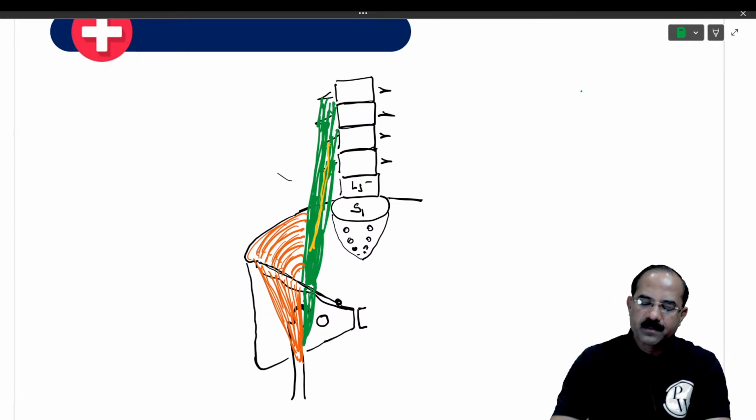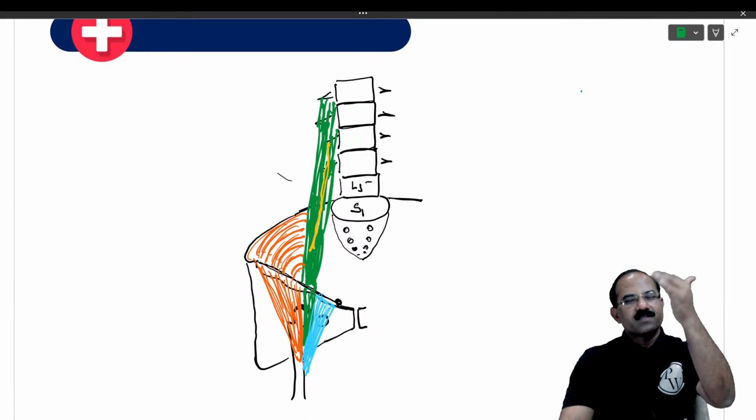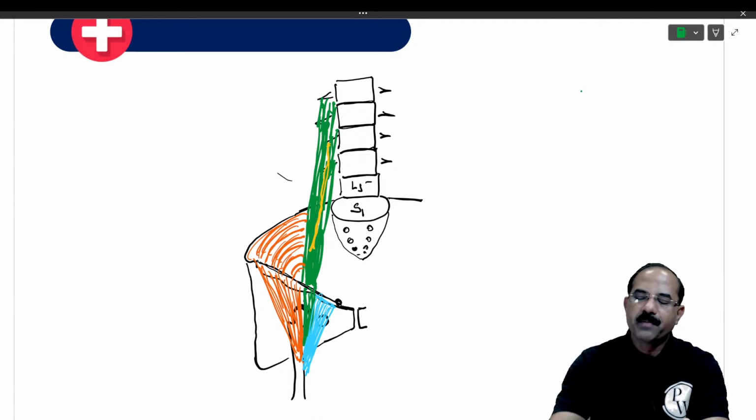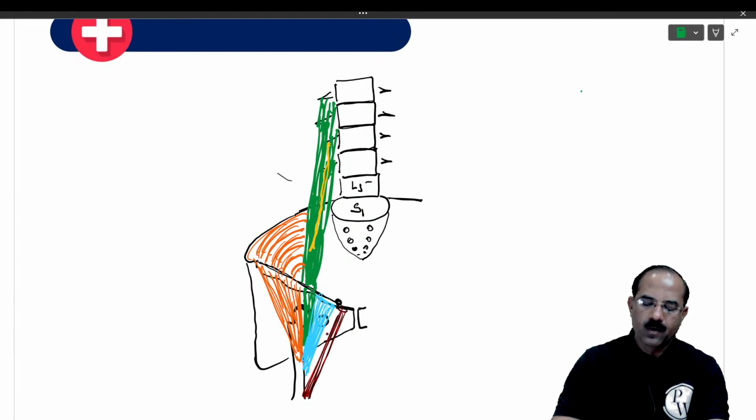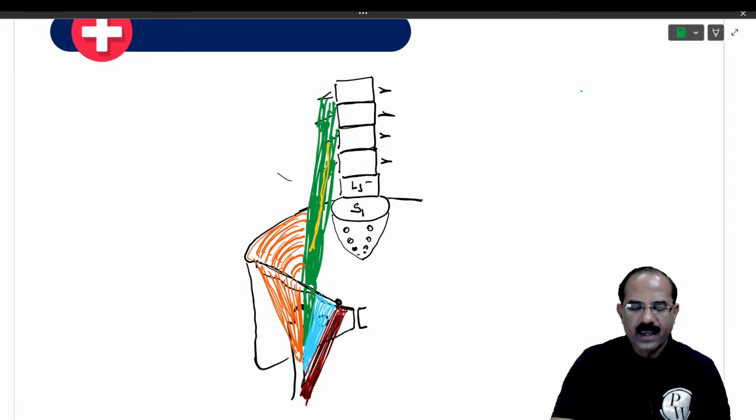Fine. Now there's a muscle which begins from the superior ramus of pubis and gets inserted on the femur. What will be its name, students? Pectineus. Very good. It comes from the superior ramus of pubis towards the femur. This is the pectineus muscle. And there's one more muscle which begins from the body of the pubis and gets inserted on the femur. What will be its name? This is the adductor longus muscle. Adductor longus.